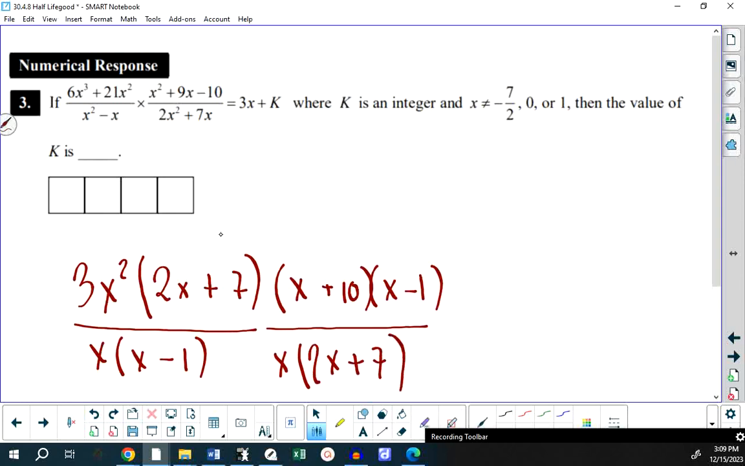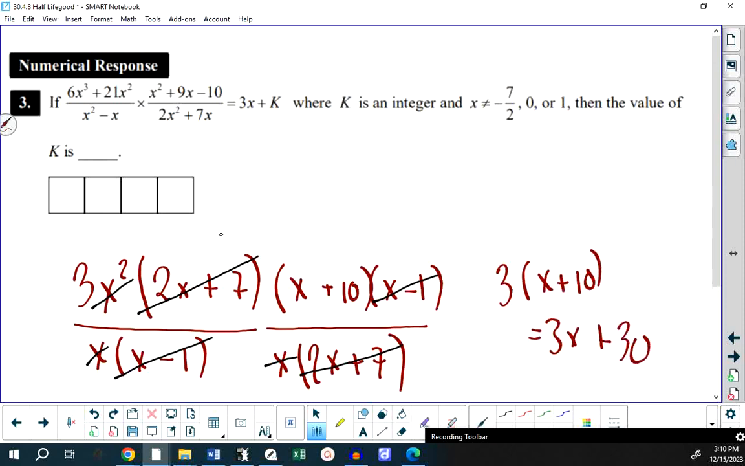So now, look at all the canceling. I have x squared on the top, and I have x times x on the bottom, so those are gone. I have 2x plus 7 on the top and the bottom. I have x minus 1 on the bottom and the top. The only thing I have left is 3 times x plus 10, which gives me 3x plus 30, so k is 30. Good.